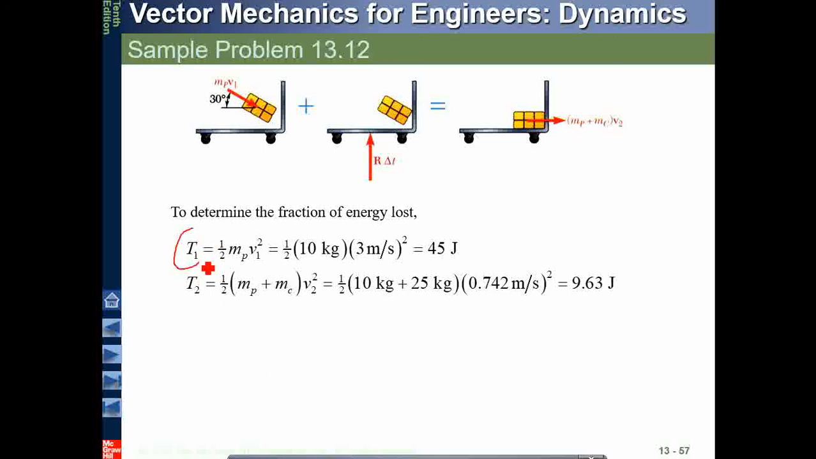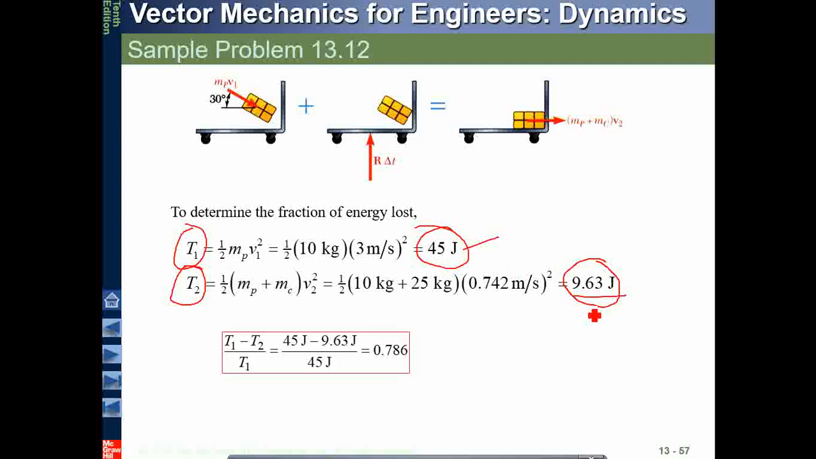So T1 is the initial kinetic energy, half mv square. This is 45, and T2 is the second kinetic energy, which includes both the masses. So in terms of percentage, the 45 joules was the initial energy, and this has reduced to 9.68 joules. So how much is the reduction? The reduction is about 78%.